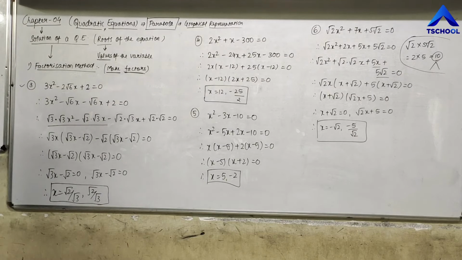You can get the solution of the quadratic equation root 2x square plus 7x plus 5 root 2 equal to 0. Hence the solutions are minus root 2 and minus 5 by root 2. Is it clear everyone, friends? So these are some of the examples of the factorization method.